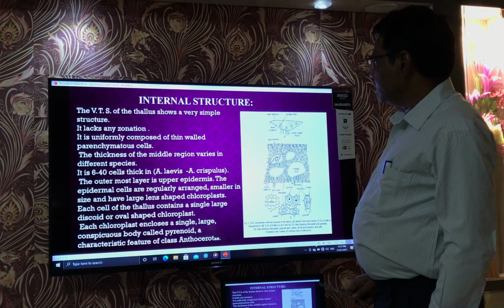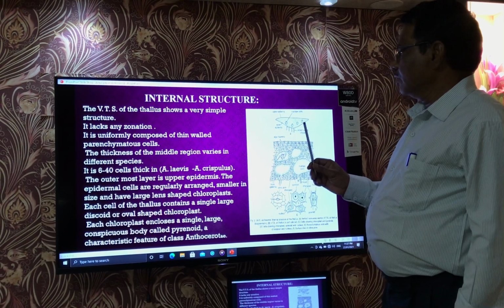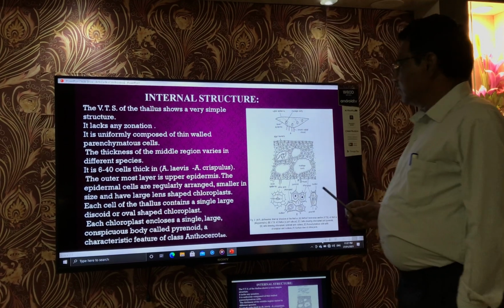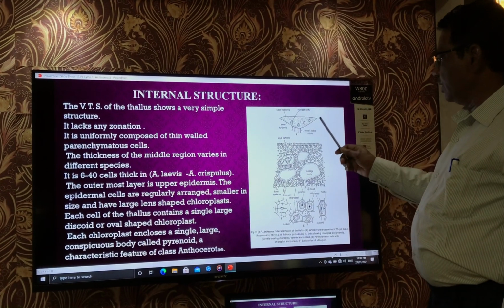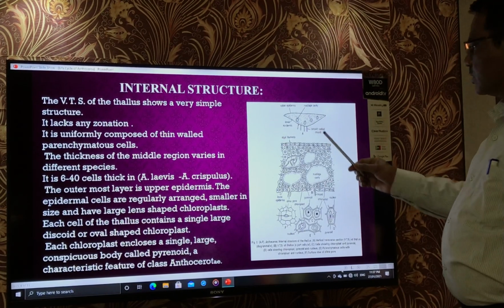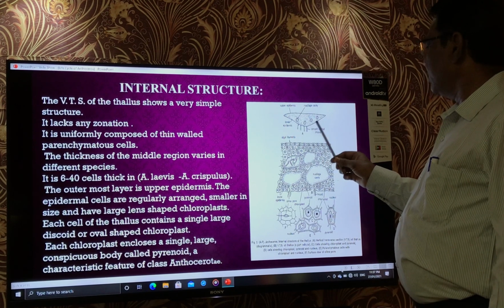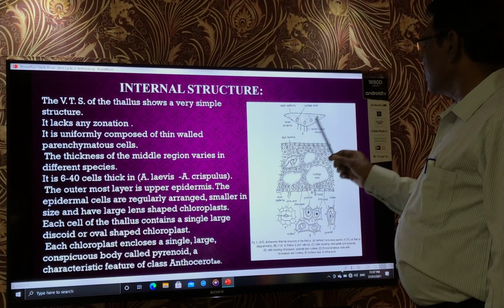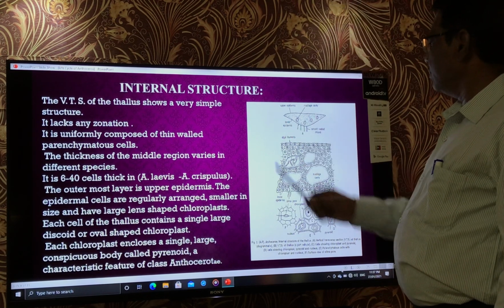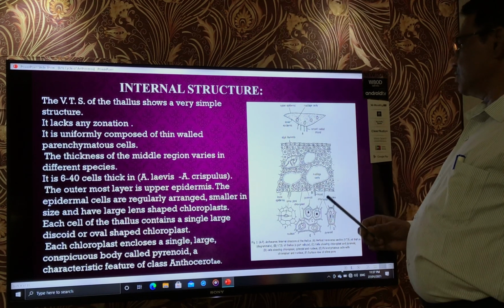The next point is the internal structure of the gametophytic thallus. Here, this is a vertical transverse section of the thallus of Anthoceros in outline. If you observe this, it appears to be more or less boat-shaped. In the middle region, it is highly thick, and as one goes towards the margins, it is tapering, or very thin at the margins.